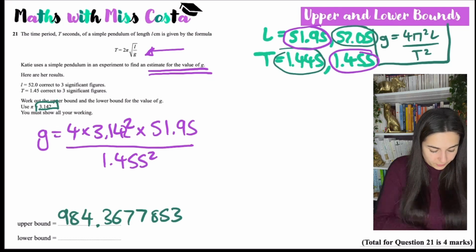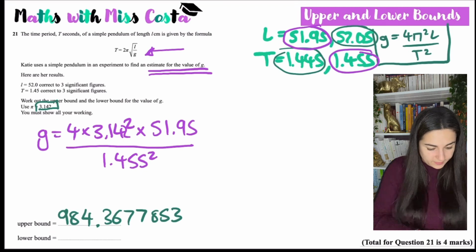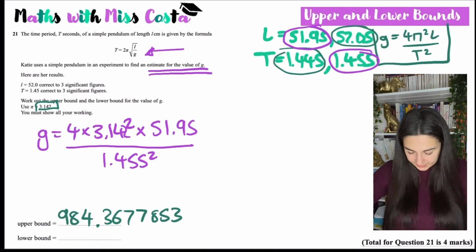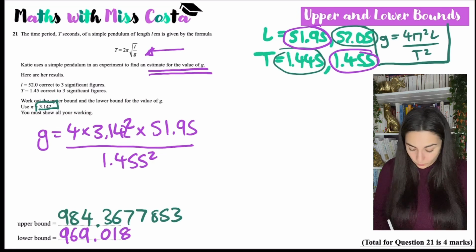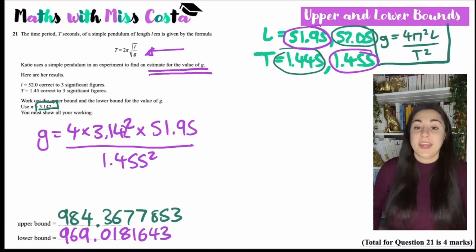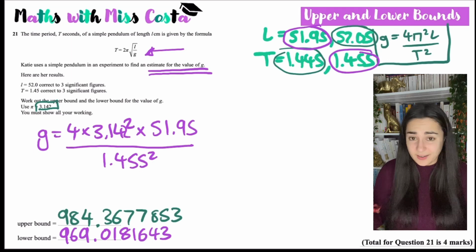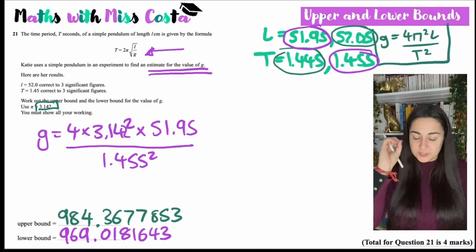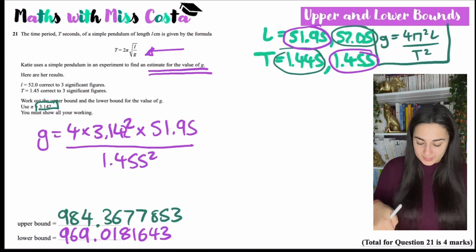So 4 times 3.142 squared times by 51.95, and divide that by 1.455 squared is 969.0181643. Okay, so like I said, if this is a question that leaves you feeling unsure and you're like, I'm not going to be able to remember, it doesn't make sense to me, just do each of them bit by bit and you'll come up with 4 answers, and then obviously put the largest one as your upper bound and the smallest one as your lower bound.